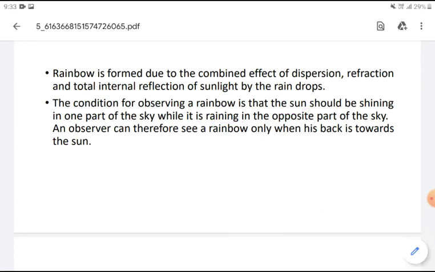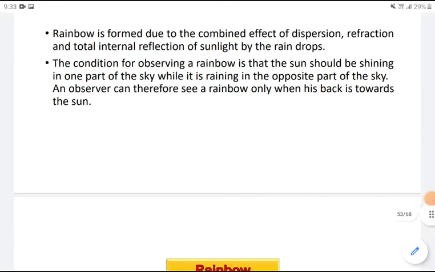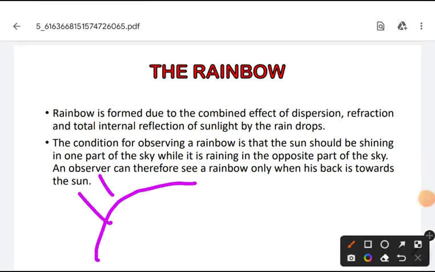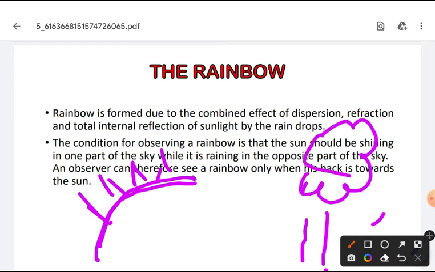What is this? On one side, the sun should be shining, and on the other side, it should be raining. An observer can therefore see a rainbow only when his back is towards the sun. Okay, here sun, rain, we are looking there.